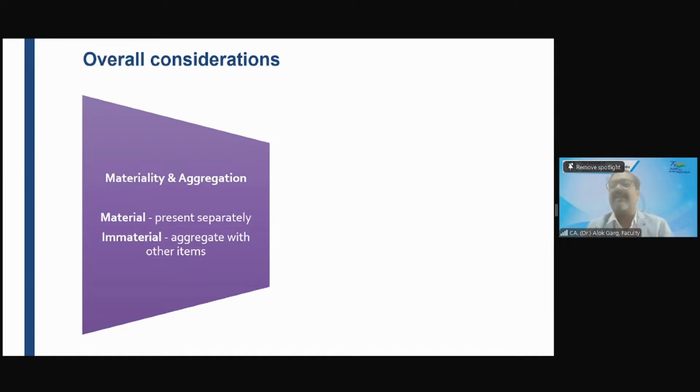For example, there is a Dashera festival and the company has given a donation of 1 lakh rupee and it is an immaterial item, a very small item for that company. So whether the company has to open a separate line item for donation, the answer is not required. The company can club this in the other expenses. Okay. So this is the meaning of materiality and aggregation.